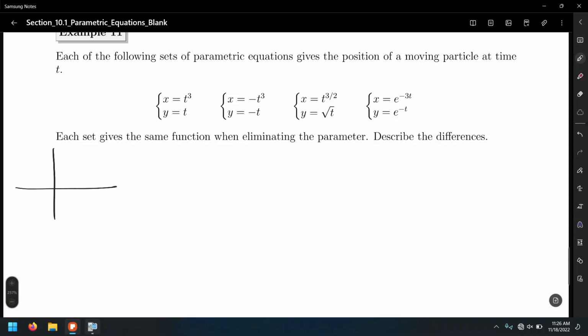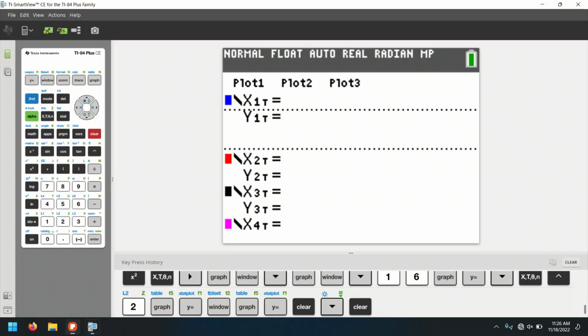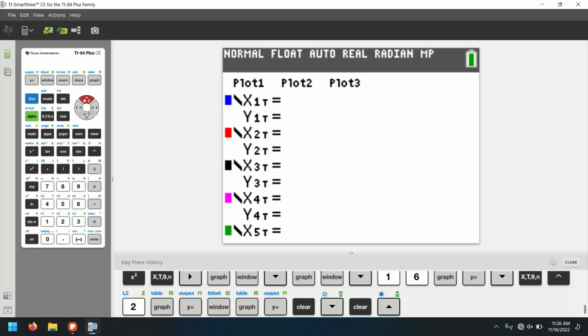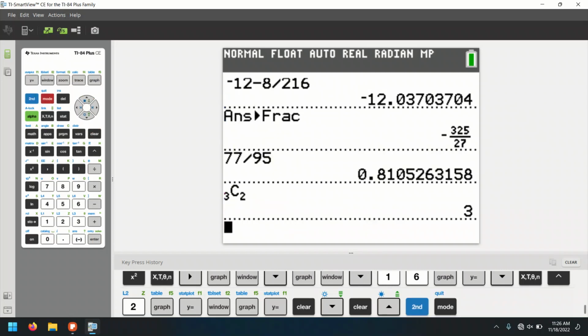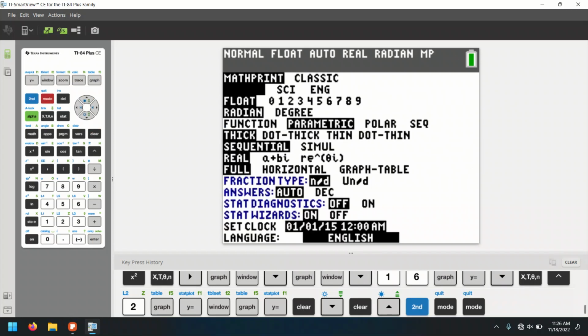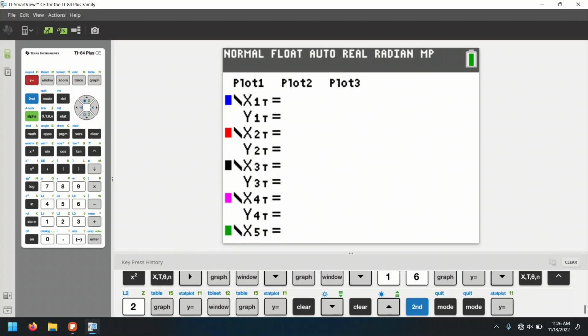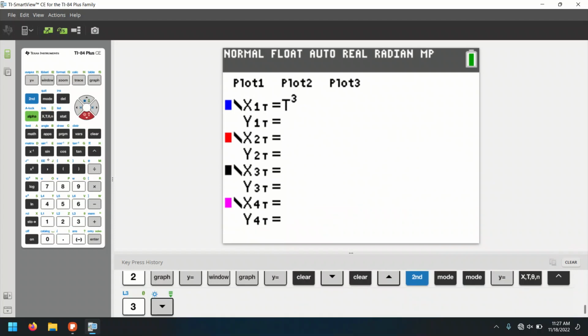I'm going to go to my graphing calculator first. Second, quit. Make sure that you are in radian mode and in parametric mode, for those of you who are using the TI calculator. That's going to give us two equations, one for x and one for y. I'm going to type the equations: x equals t to the 3rd power and y equals t.